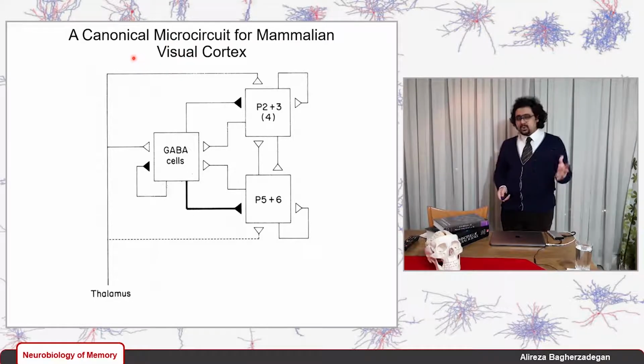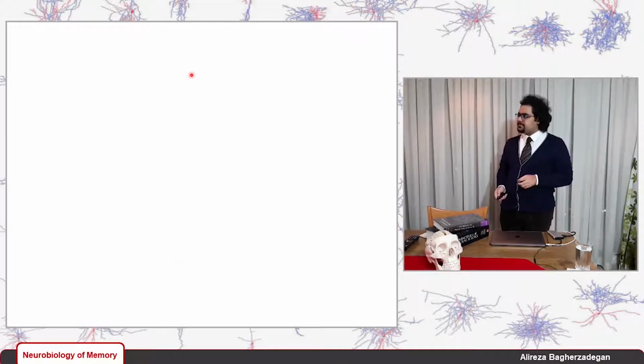Because, for example, the microcircuitry in visual cortex, basically in cortex, is very complicated and elaborate and intricate. But a canonical microcircuit can give us a general and very simple to understand map of all of those connections, of the most important connections in a single microcircuit.